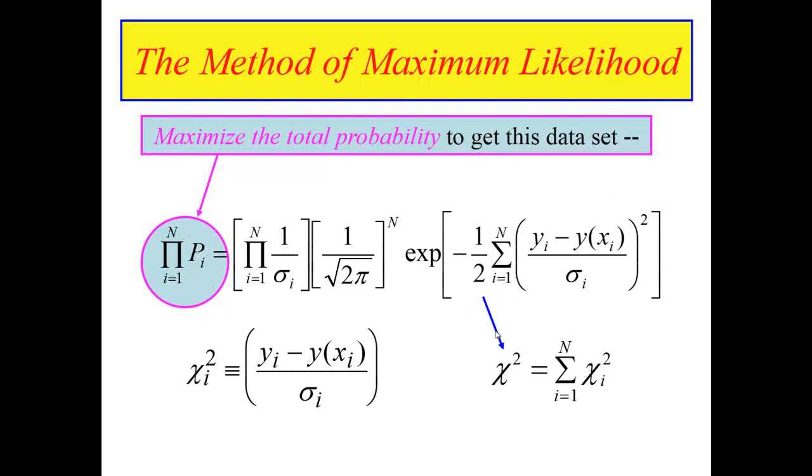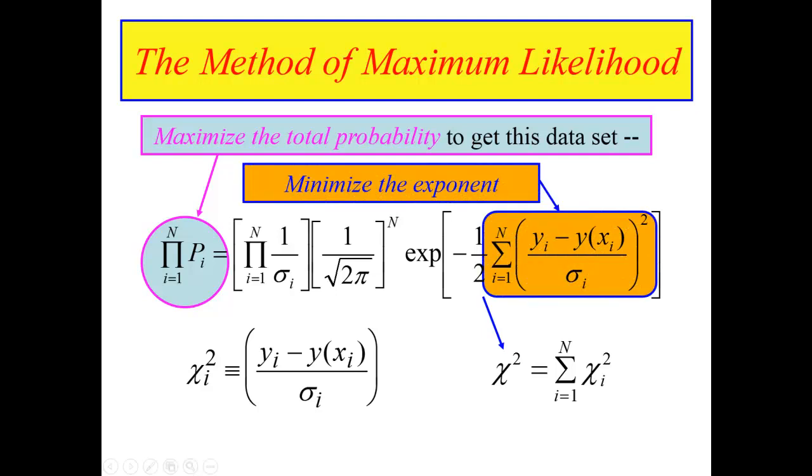So our job, and here's the method that we're going to use, the maximum likelihood method, our job is to figure out the parameters of this function y of x sub i, which we assume for this purpose is a linear expression. We want to find the parameters that maximize the probability that we got this data set from a particular parent population.